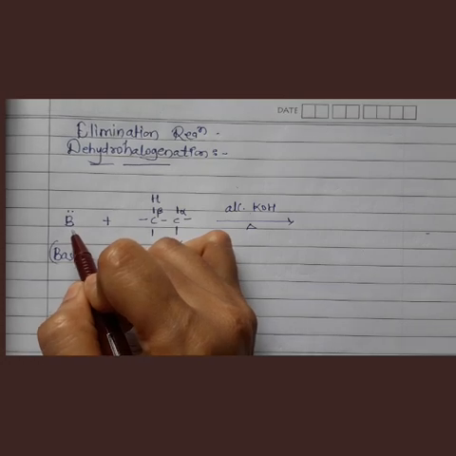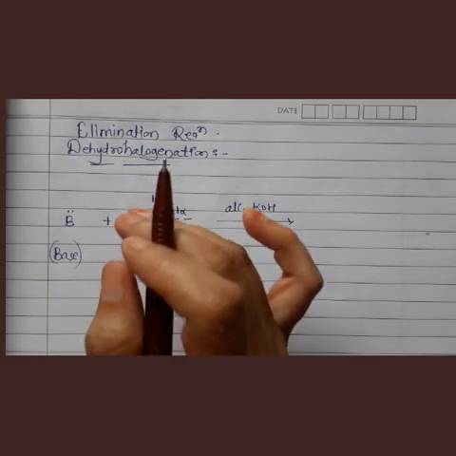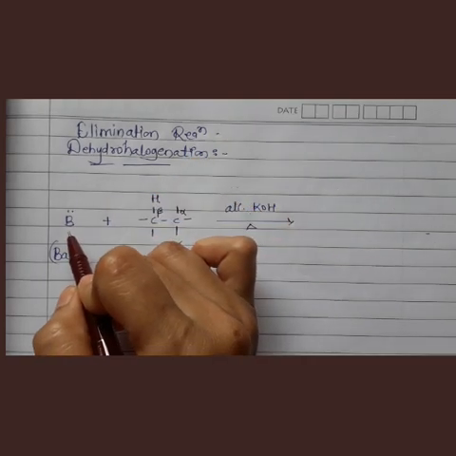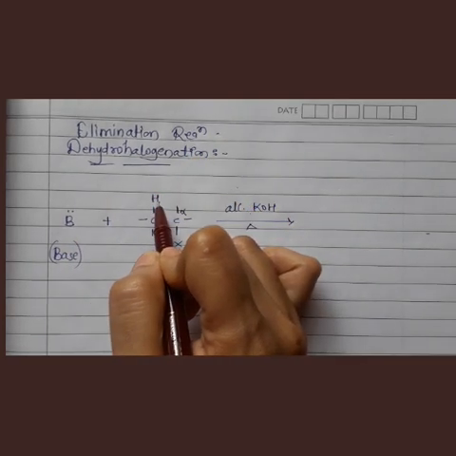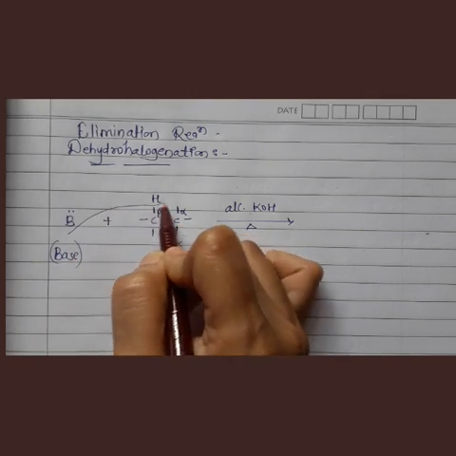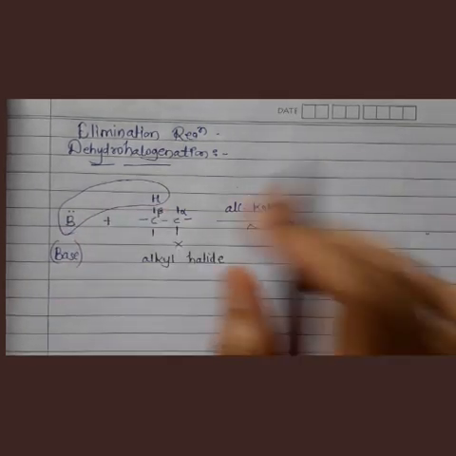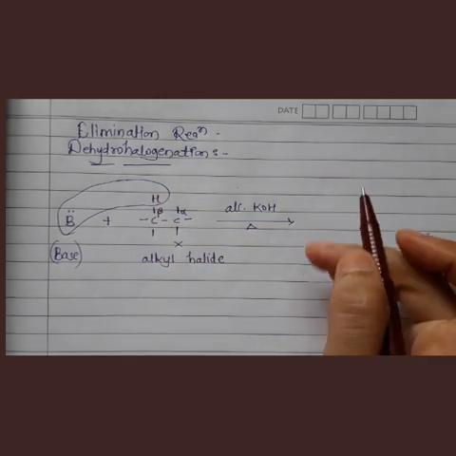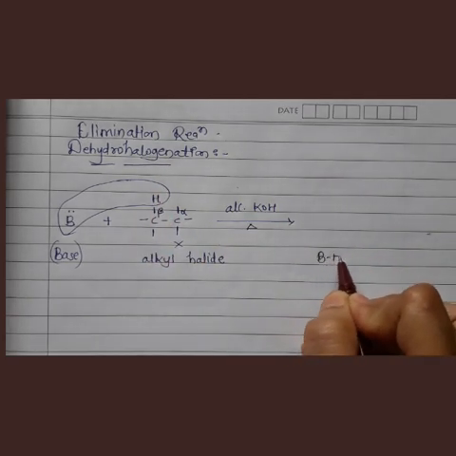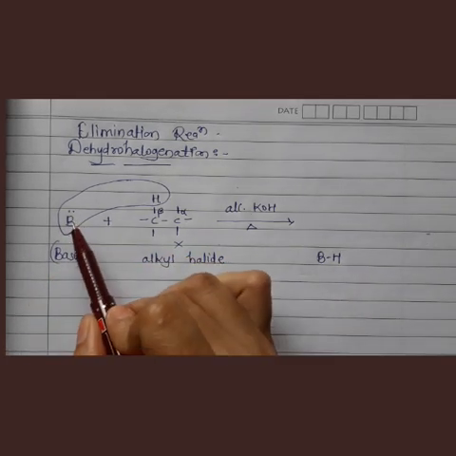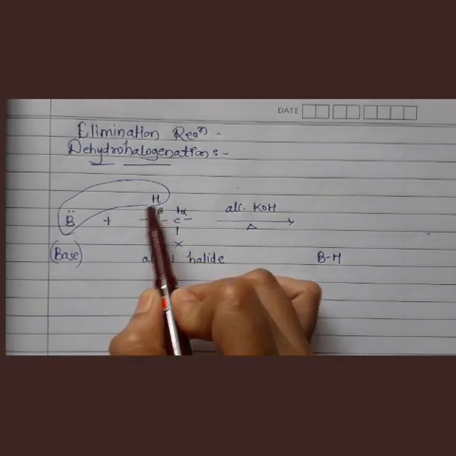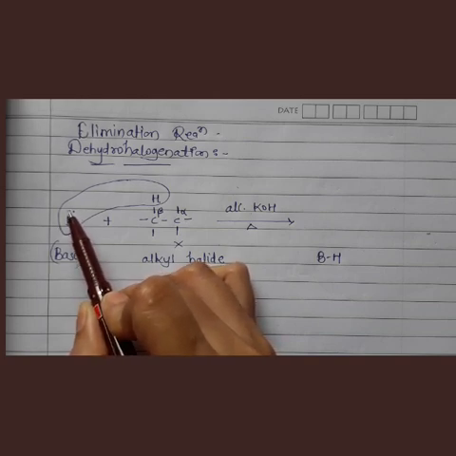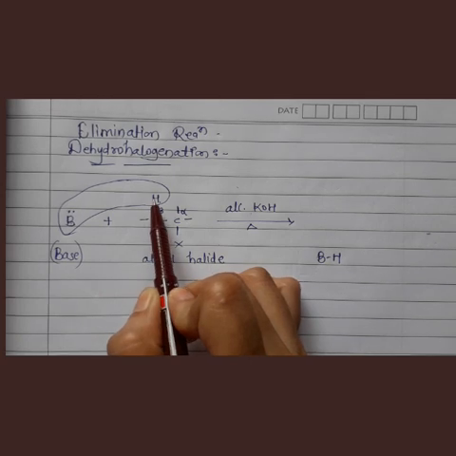So see, this base is there. And what is the function of base, or what does base do? Base always abstracts the proton. Proton means our hydrogen. So this base will take this hydrogen along with it. So dehydrogenation has taken place. Hydrogen has been eliminated. So BH will form. A bond will form between this base and hydrogen. Now this base already has a pair of electrons. With this pair of electrons, it will form a bond with hydrogen.